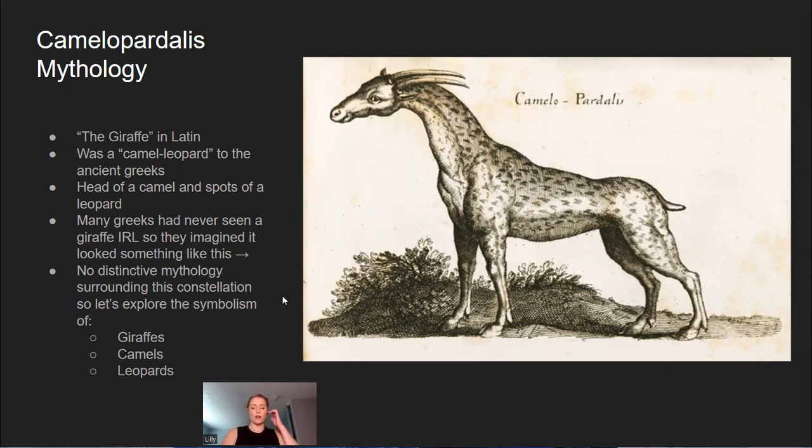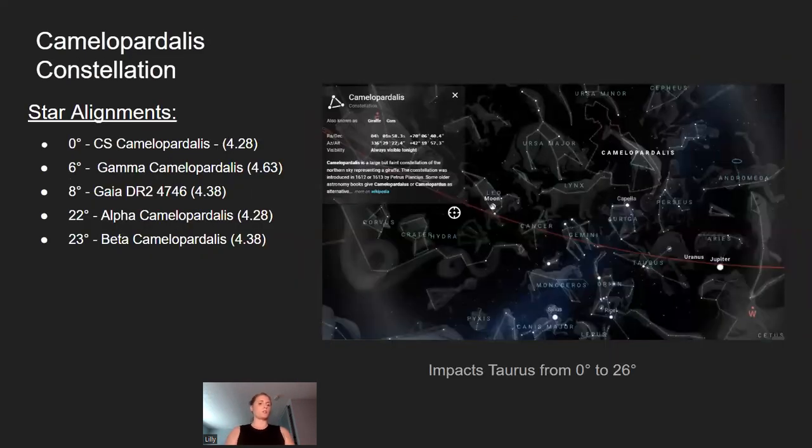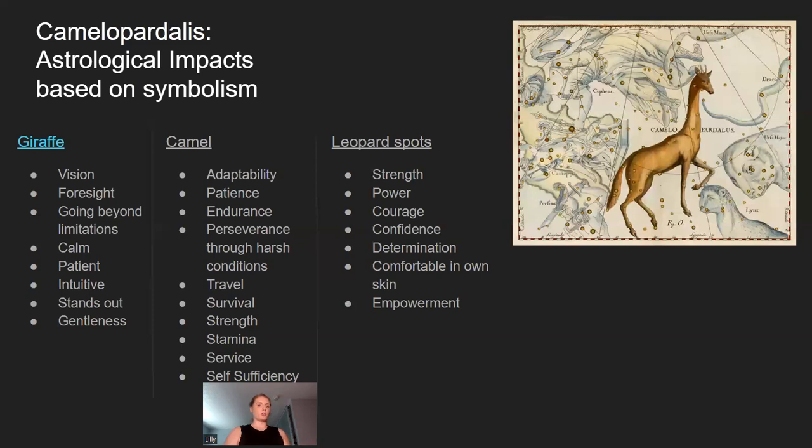So because there's no actual mythology, let's look into more of the symbolism associated here. So for giraffes, if you click on giraffe, it'll go to where this came from. But giraffes are known for vision, foresight, going beyond limitations, calmness, patient, intuitive, standing out, and gentleness. So again, if you or your clients have any of these 0, 6, 8, 22, or 23, they might have a little bit more of these energies to loop into their interpretation.